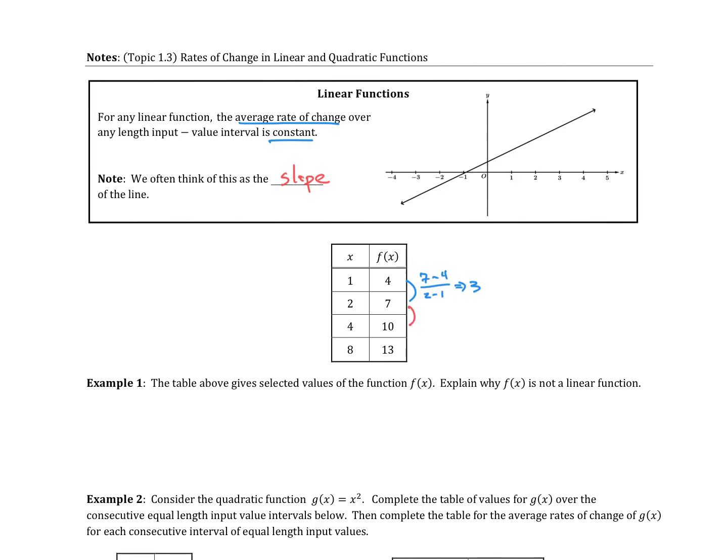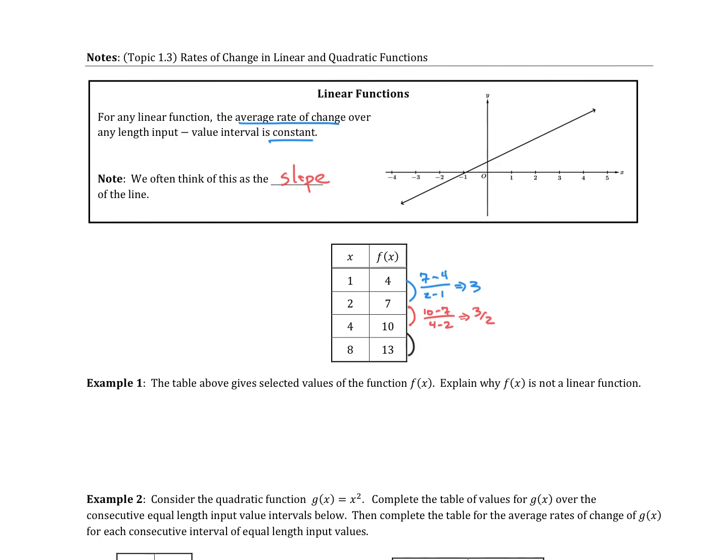All right, let's do it again. And so now I'm going from 2 to 4. If I have to do my slope, or my average rate of change, it would be 10 minus 7 over 4 minus 2. So what do I have on this one? I have 3 halves. So first of all, is my average rate of change constant? No. I can almost stop there, but I'm going to keep going because I'm not a quitter.